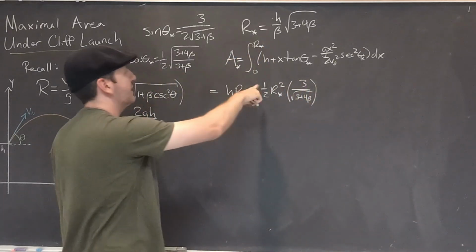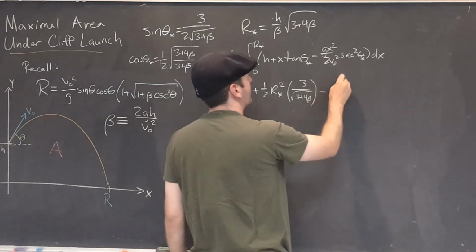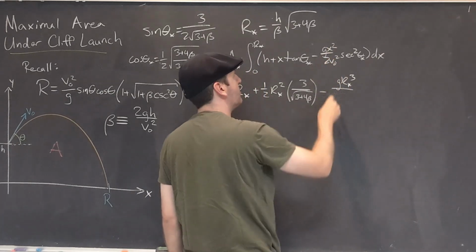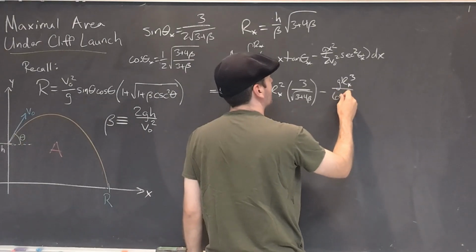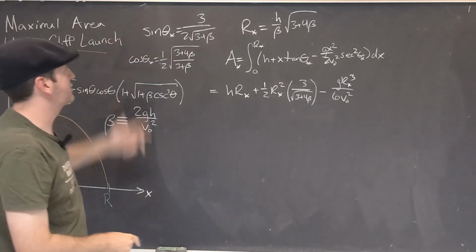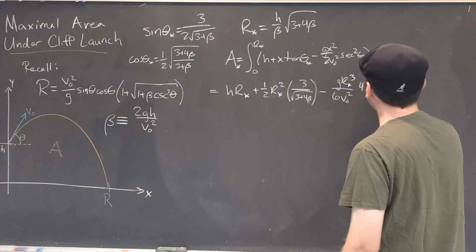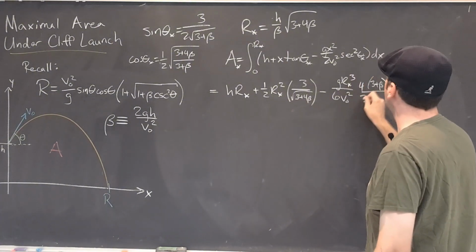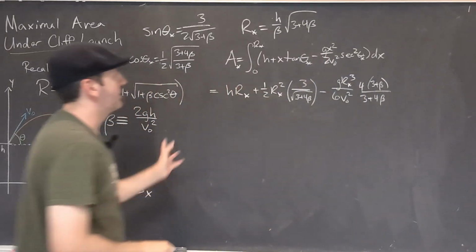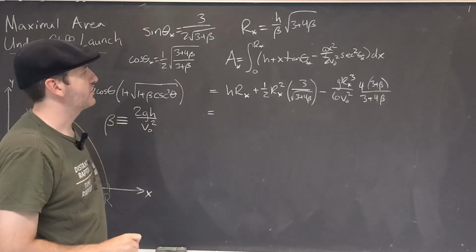I can see that's going to play nicely with the r star. And then the last term will have a 1/3. So I'll have a g r star cubed over 3. The 3 will combine here to give me a 6 v naught squared. And then secant squared is just going to be this thing flipped and squared. So I'll have a 4 from the 2 squared, and then I'll have a 3 plus beta over 3 plus 4 beta. Okay, so that's our expression. We just have to finish evaluating it with this r star.